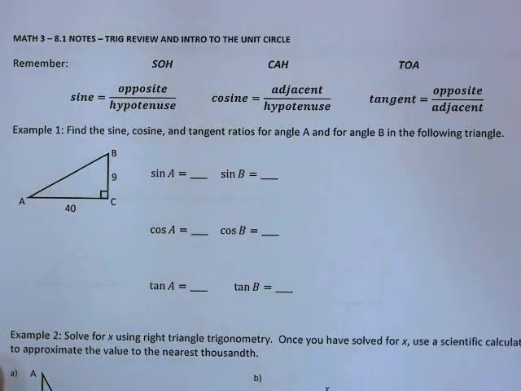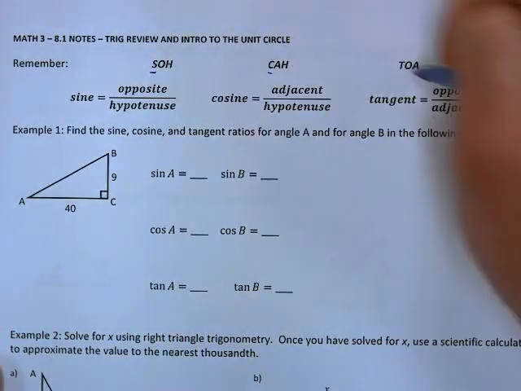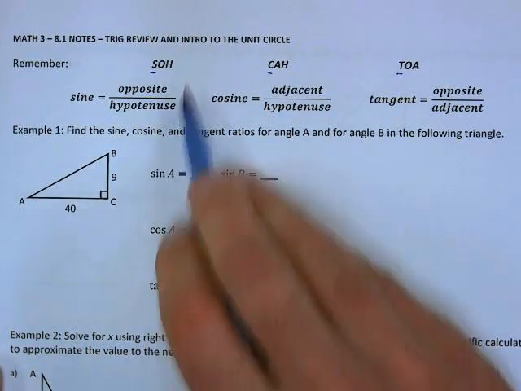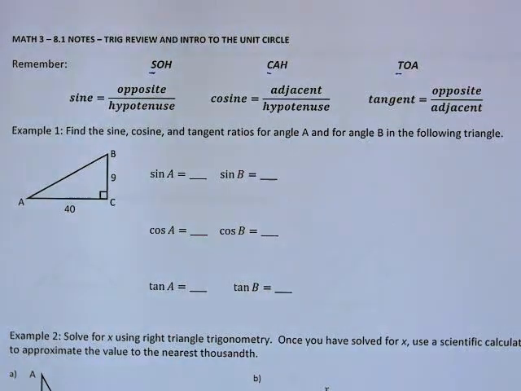Okay, so again, SOHCAHTOA is important to know. S is for sine, C is for cosine, T is for tangent, and then anywhere you see an O, that's going to be an opposite side, H is our hypotenuse, and then A is our adjacent side. Okay, so example number 1, it says find the sine, cosine, and tangent ratios for angle A and for angle B in the following triangle.